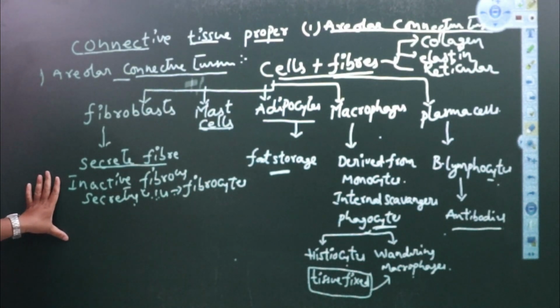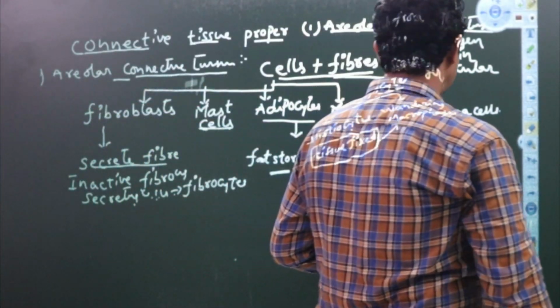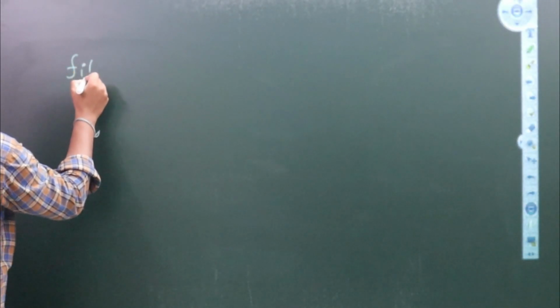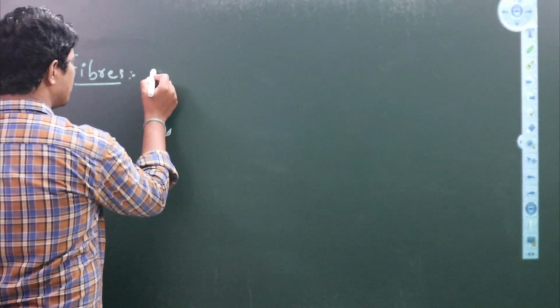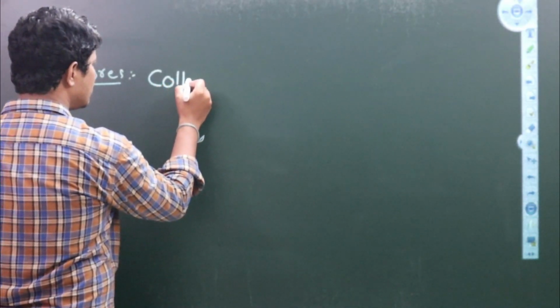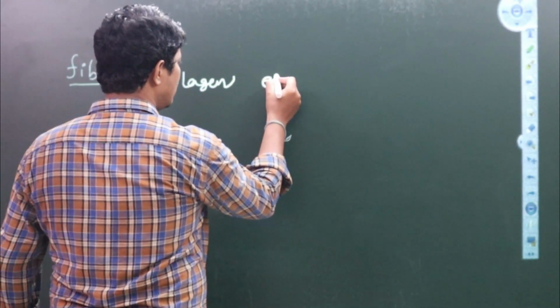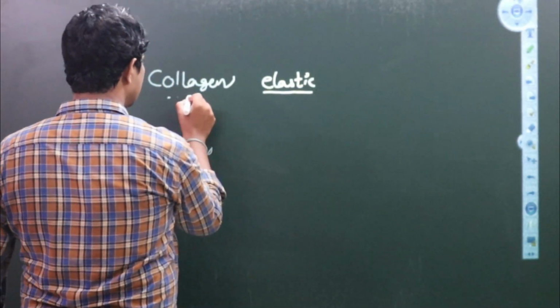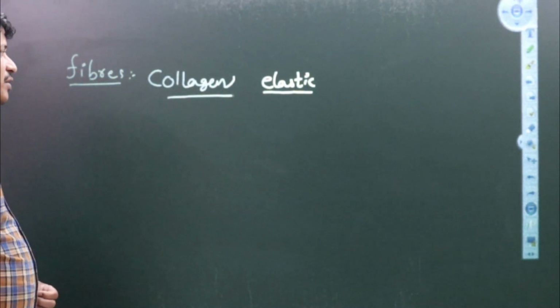Now we are going to discuss the fibers of the areolar connective tissue. What type of fibers will we see in the areolar connective tissue? The first one is collagen fibers, and the second one is elastic fibers. These two are the fibers secreted in the areolar connective tissue.